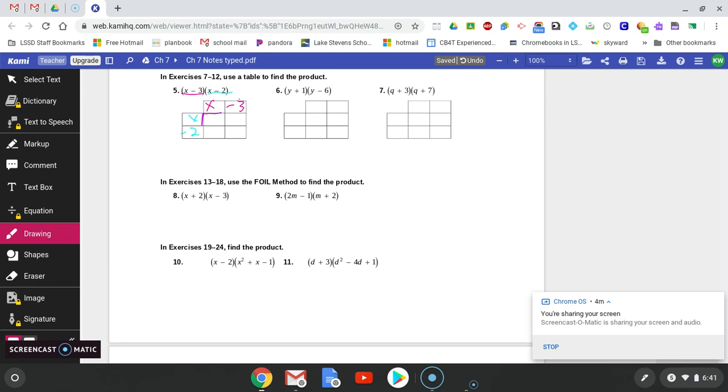So x times x is x squared. And do the same thing for this one. This one times this side, x times negative 3 is negative 3x. Then I'm going to multiply this side times this side, so that's a negative 2 times x, which is a negative 2x. And then I'll multiply this side times this side, negative 2 times negative 3 is a positive 6.